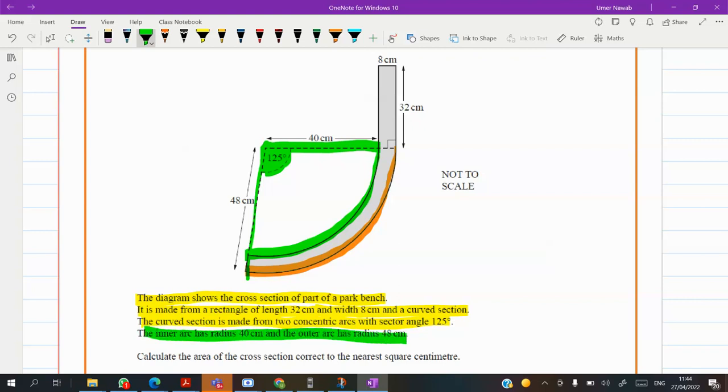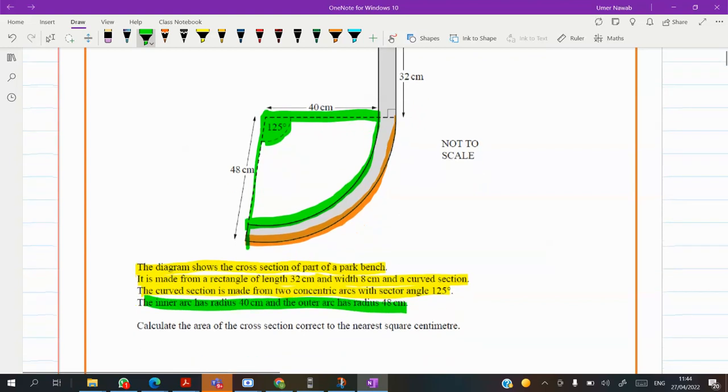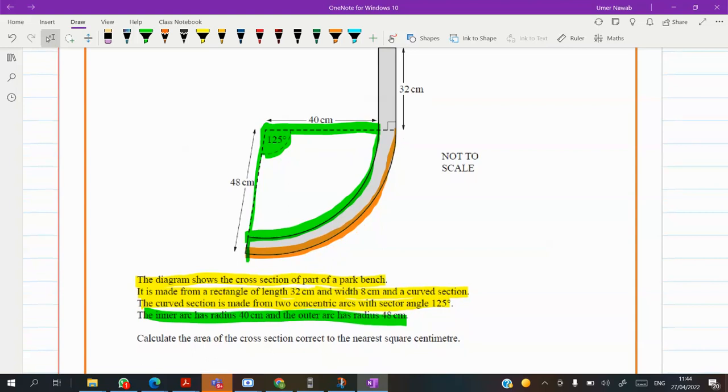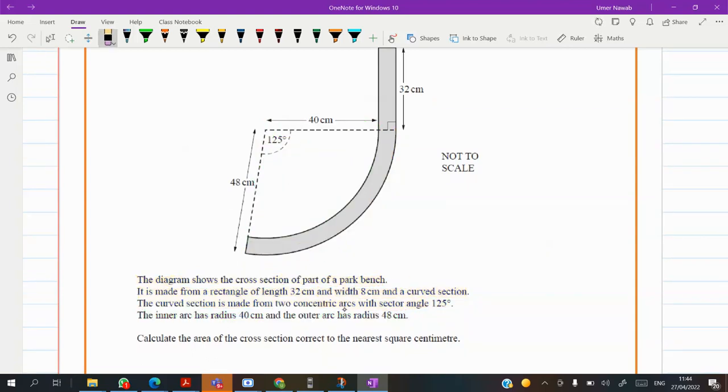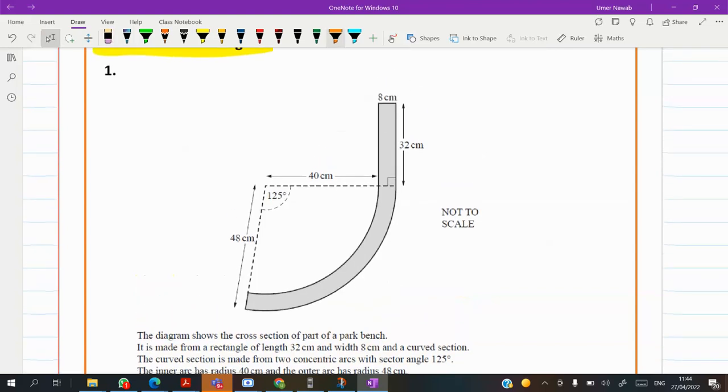After reading all this, now I want to find the area of the shaded portion. To find the area of the shaded portion, first I will concentrate on the area of the rectangle, which is very easy because the area of a rectangle is length into width. What is the length? 32, and the width is 8. That's pretty simple.